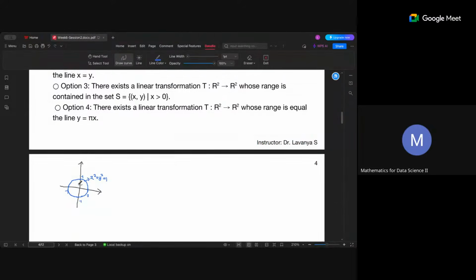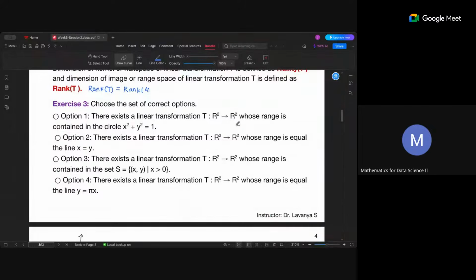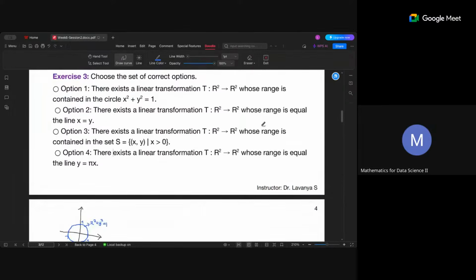Now they are asking whether there exists a linear transformation whose range is contained in this circle. First of all, what do you know about the range? The main fact you need to use is that the range is a subspace of R2. Here T is from R2 to R2, so the range is a subspace of R2. So what are the possible subspaces of R2?